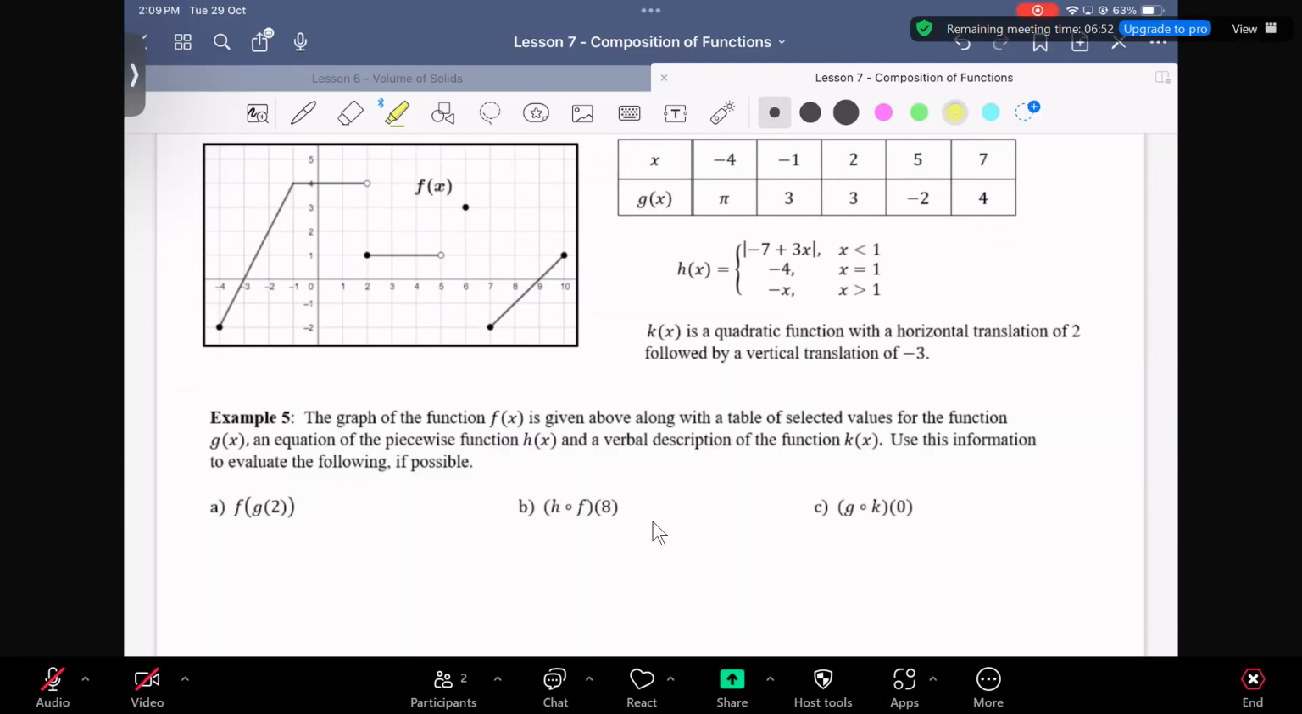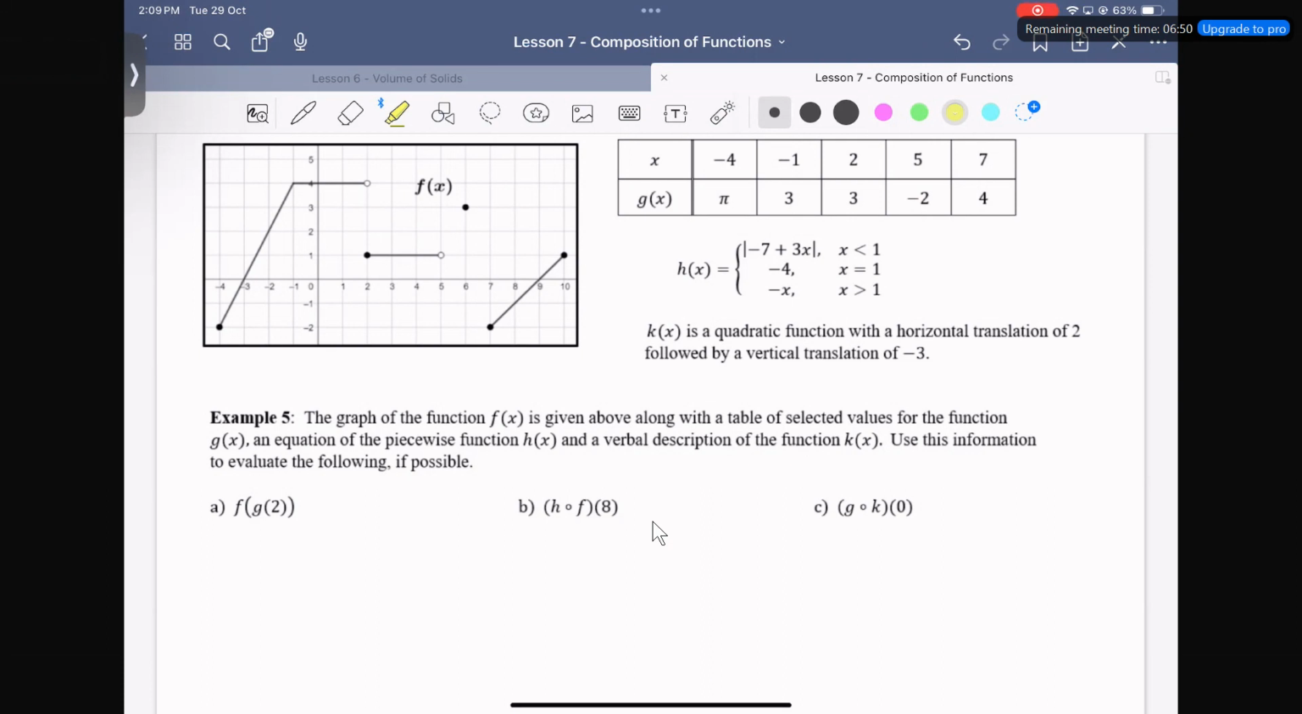Okay, so in this first one, we need to find f of g of 2. So g of 2, well, we start here. That's g of 2 is going to be 3. So this means we need f of 3. F of 3, we're going to be there. We go up there at that point. So f of 3 is 1.